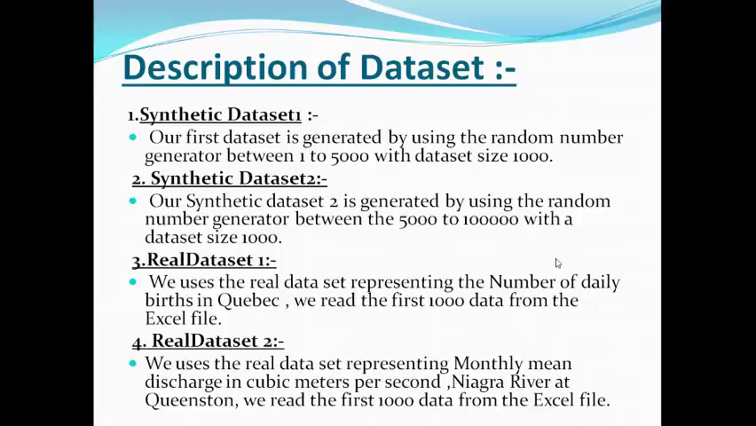Now we are using 4 datasets. The first and second are synthetic. We use a random number generator for generating the synthetic datasets, and for the real datasets we are using real data. The first is the number of daily births in Quebec, and the second is the monthly mean discharge in cubic meters per second from the Niagara River at the Keystone.